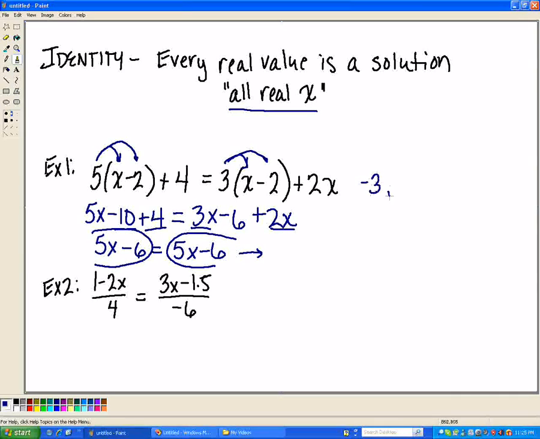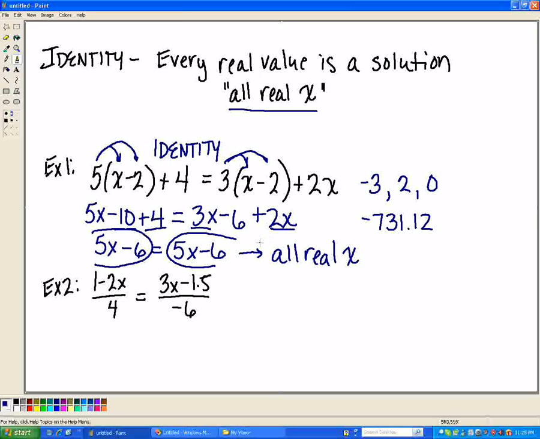I could pick minus 3, I could pick 2, I could pick 0, I could pick minus 731.12. Every value is going to make this true. So our answer, our solution, is all real x. In other words, every value of x I can think of in the real world is going to make this a true statement. Okay? And if we're asked to classify the equation, we would call it an identity.